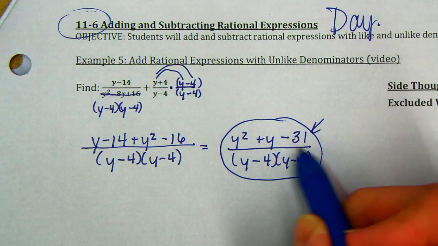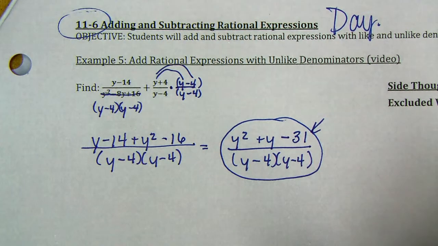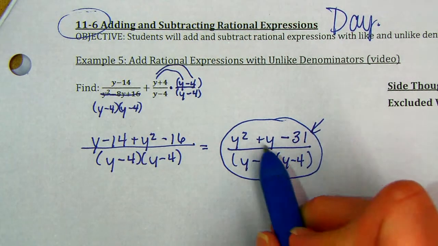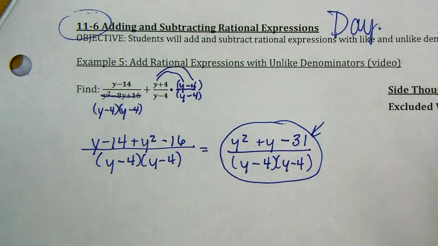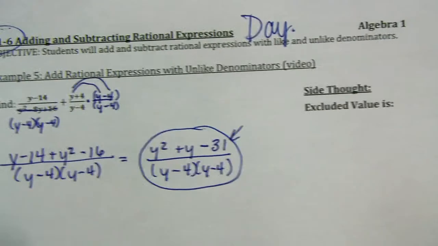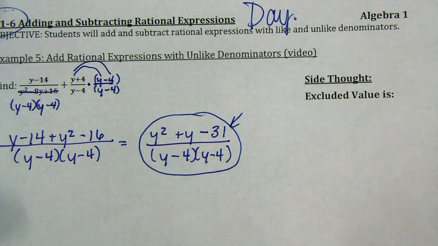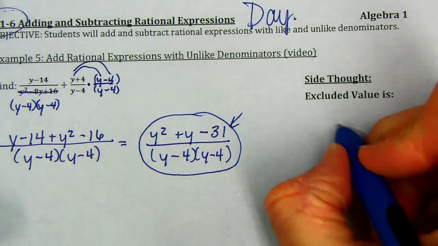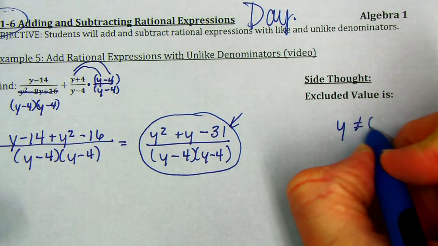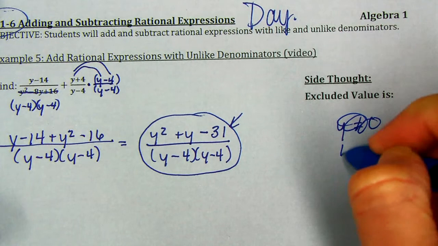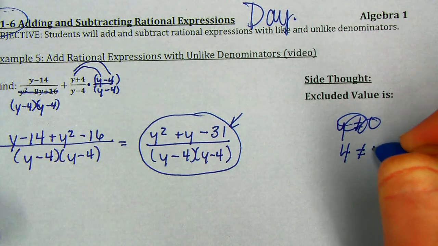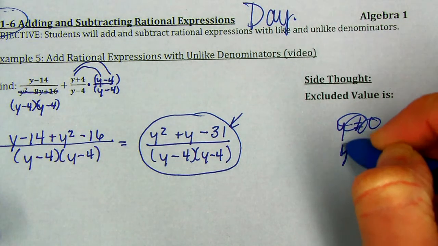And that's my answer. Just incidentally, side thought, what's the excluded value? What can y not equal in this expression? Hopefully you remembered that you set them equal to 0. So y cannot equal a positive 4. Goodness, my brain's not working with my hand today. All right. Not that we need to know that for this, but we shouldn't forget about that little thing.